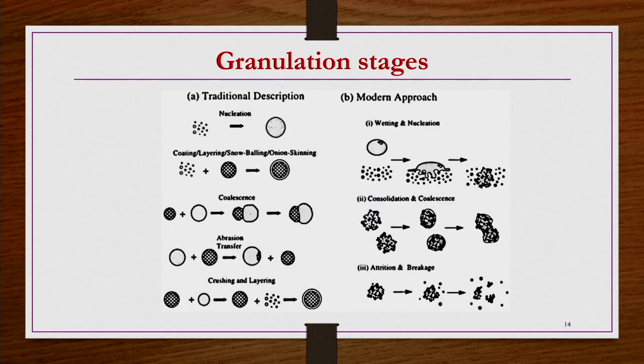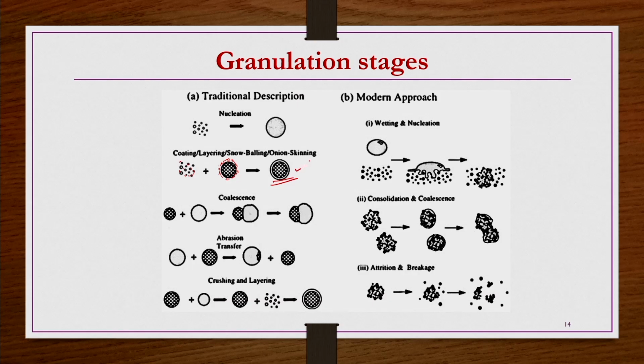In a traditional description, we have small nuclei, small particles. They join together because of nucleation and form a particle like this. Let us say that particle is like this, and then you have a binding agent or something like that, the small particles here. These particles will form a layer along the surface like this, or a coating will take place. This is known as coating or layering; names like snowballing or onion skinning are also given.